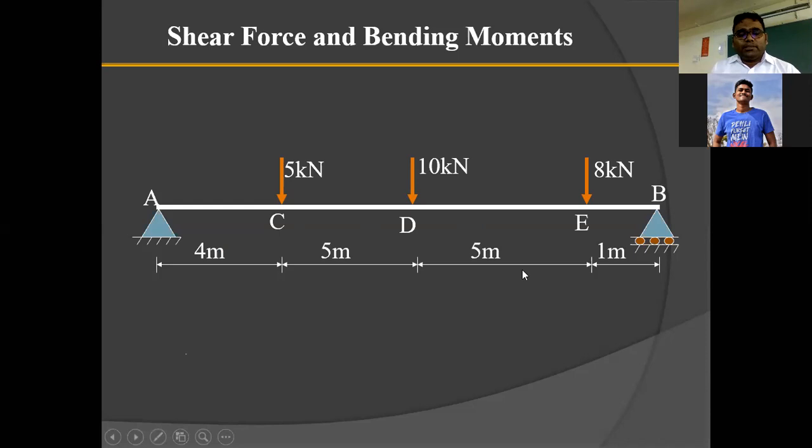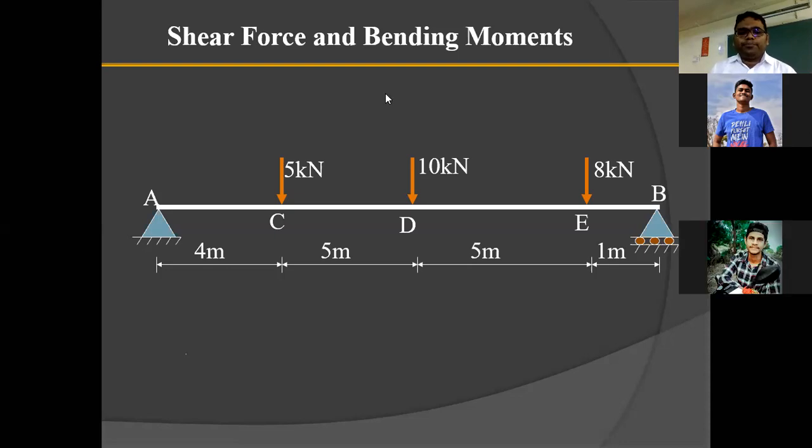Now the first step is that if you have such a problem and in that problem the notation A, B and C, D are not given, in that case, dear student, we have to do this by ourselves. And how to give this notation? Simply, where the support is provided; in our syllabus only two supports will be provided. So at the support we have to give the notation like A and B.